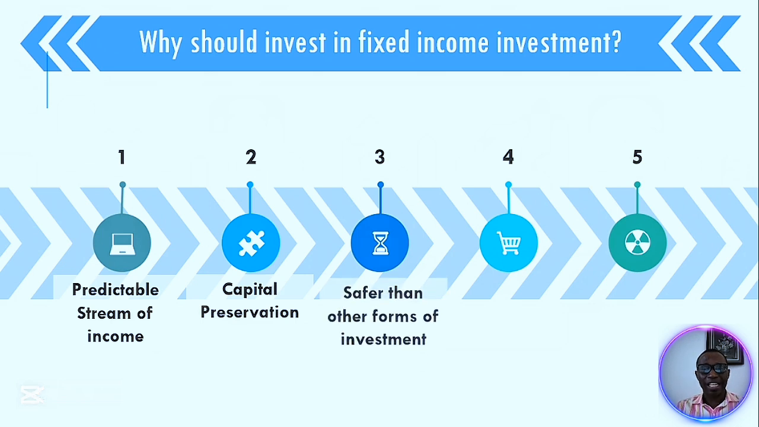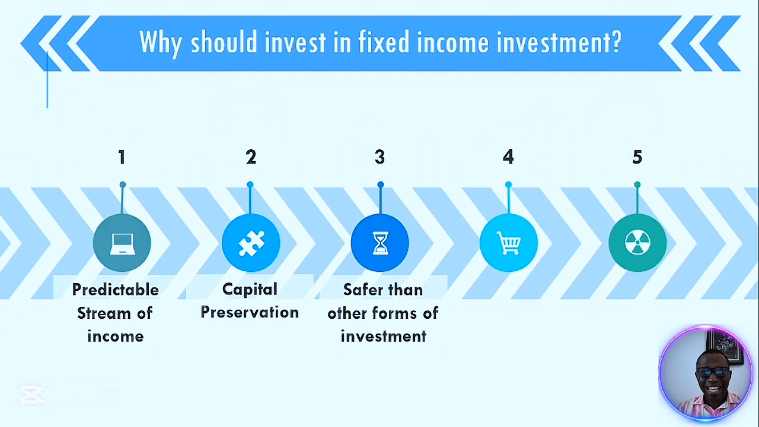What is number three? Safer than other forms of investment. Yes. Even if it is commercial paper, for instance, Dangote Cement usually issues commercial paper. You can invest in it and go to sleep because Dangote Cement will pay back. MTN will pay back, especially companies with solid credit ratings by GCR and Agusto. Those are the credit rating firms we have. We have 3 of them.